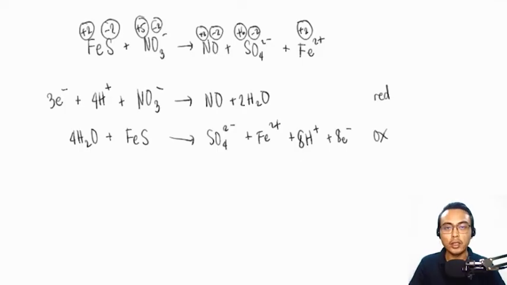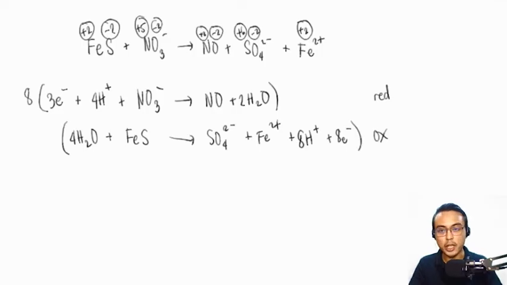Now, before we add, we need to make sure that the number of electrons are the same in the reduction and in the oxidation reactions. We have 3 electrons in the reduction and we have 8 electrons in the oxidation. And one way to make them equal is to multiply the first equation by 8 and to multiply the second equation by 3 such that we get 24 electrons both on the reduction and the oxidation sides. So let's multiply the first equation by 8. Let's multiply the second equation by 3. And then we can add.